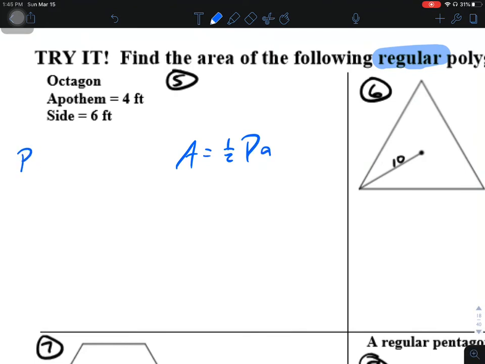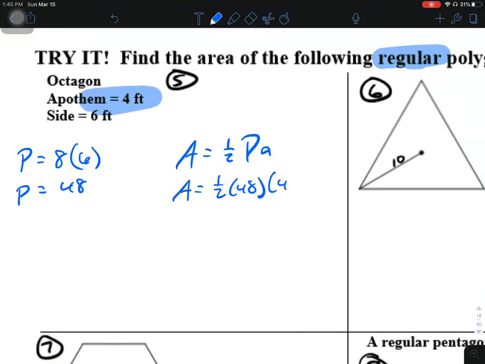Well, the perimeter, there are 8 sides. Each side has a length of 6, so the perimeter is going to be 48. They clearly tell us the apothem is 4. So 1/2 of 48 is 24. 24 times 4 is 96. The units here are square feet. I mean, that's as easy as it gets, assuming you know the formula. But you will not be so lucky as to be given that information.